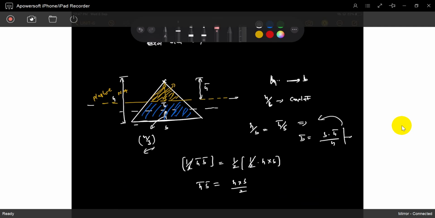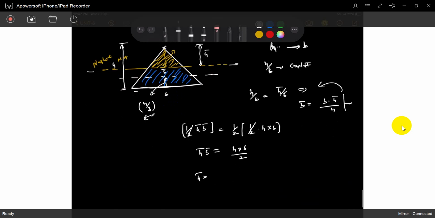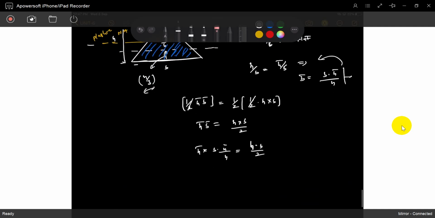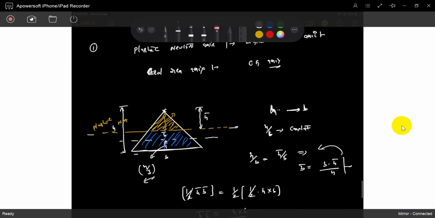So now I will write it. H dash times B H dash by H equals HB by 2. H dash square is equal to, B cancels, H square by 2. So what is H dash? H by root 2. That's it. So now you can find this H dash is H by root 2.